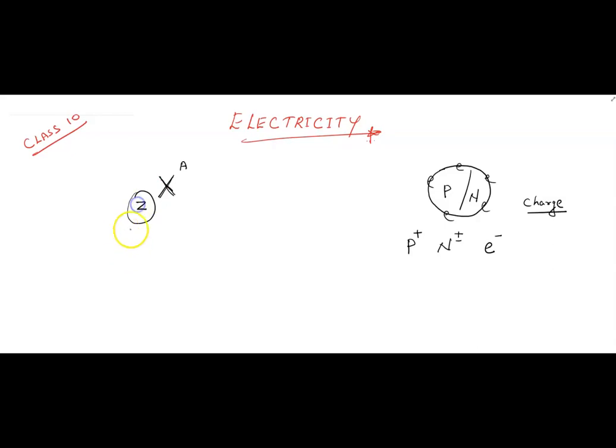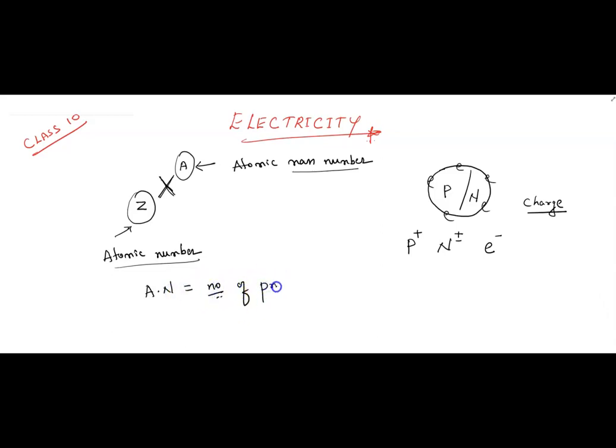Similarly, what is this Z called? Here we call Z the atomic number. And what is this A called? A we call the atomic mass number, or sometimes just the mass number. Now how can you calculate the atomic number? Children, the atomic number is nothing but the number of protons. Just check how many protons are there, and from that we get the atomic number.